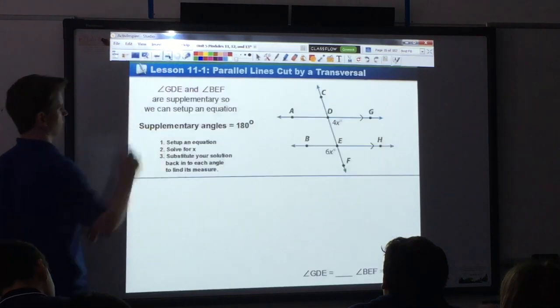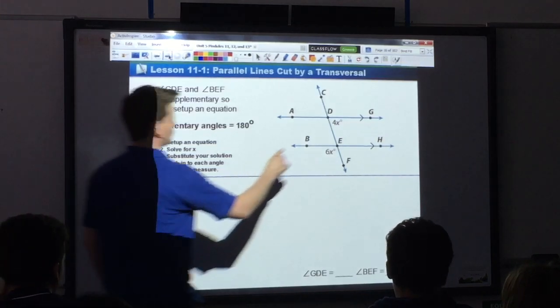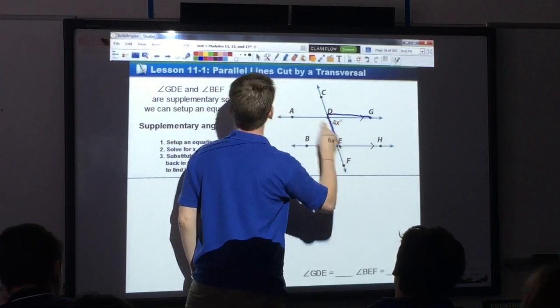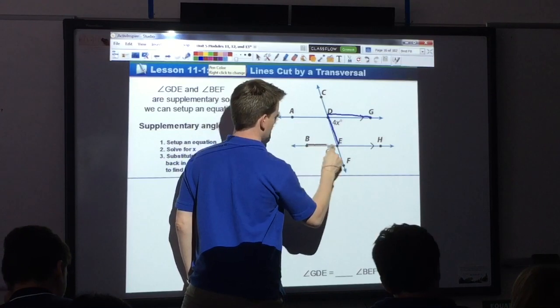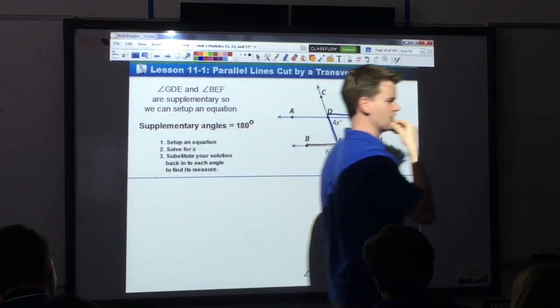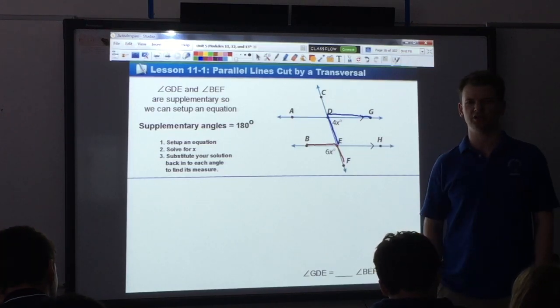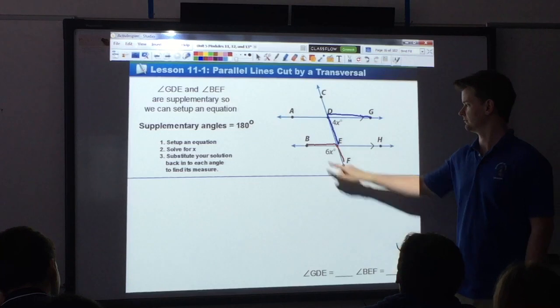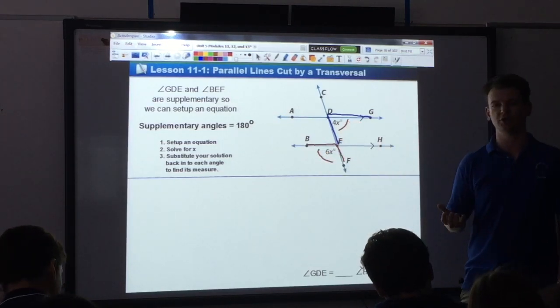All right, let's try another one here. So now we have 4x and we have 6x. These two angles right here, GDE and BEF, are supplementary. What does that mean? How many degrees supplementary? 180. So I can write an equation for this. What's my equation going to be? I can write an equation given this information. Together, they equal 180 degrees.